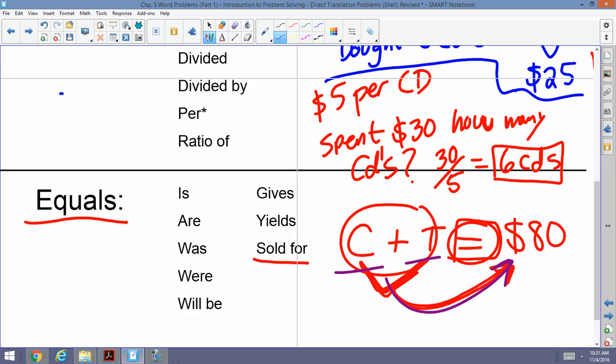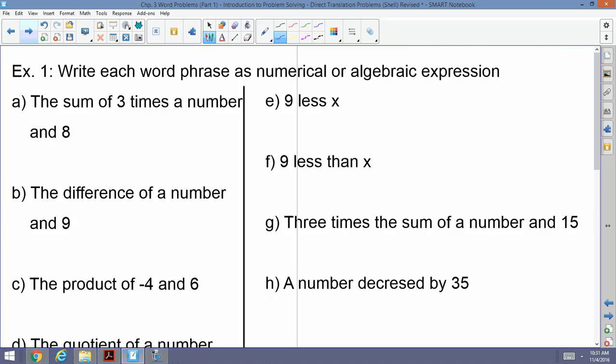Good? All right, now, let's see what we got here. I just want you to start going little by little. Write the word phrases of numerical or algebraic expressions. How would I write the sum of 3 times a number and 8? There you go, 3x plus 8.